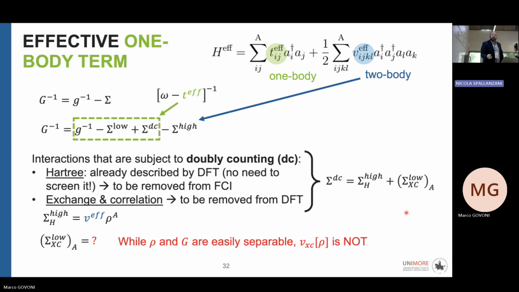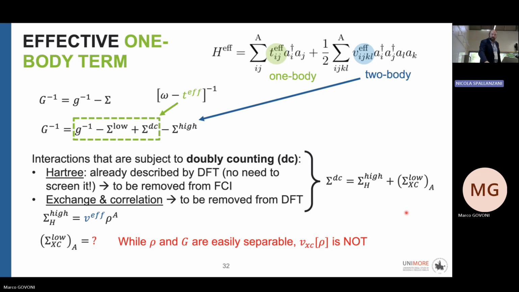Okay. And now we need to work on the one-body interaction, because we have to perform the same split on the self-energy. Now we have DFT, or as we will see GW, as the low level of theory. Then we have a high level of theory done with full configuration interaction. And we must introduce a double counting scheme so that we don't count twice the Hartree, the exchange, and the correlation interaction. So Hartree, we want to describe it with DFT because we don't want to screen the Hartree interaction. So we remove it from full configuration interaction. And for the exchange and correlation, we must remove it from DFT. But it's very difficult to define the exchange and correlation potential for a subsystem, for a part of the system. Not easily separable, this functional.